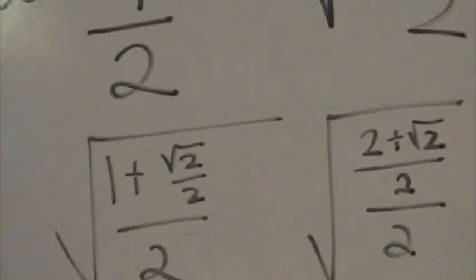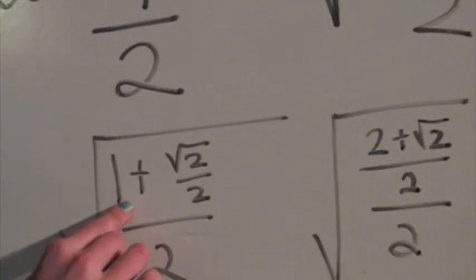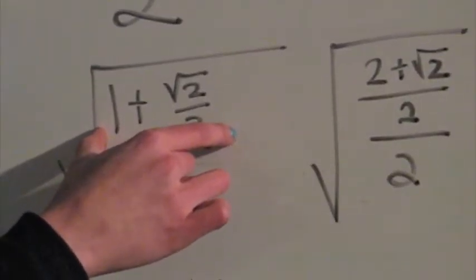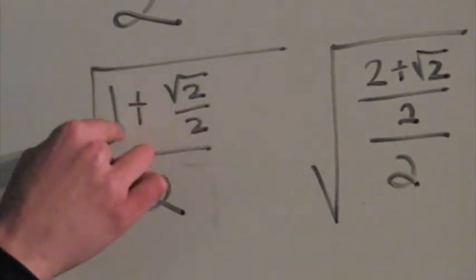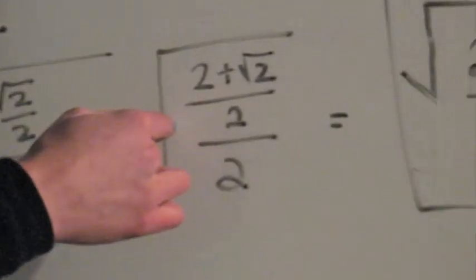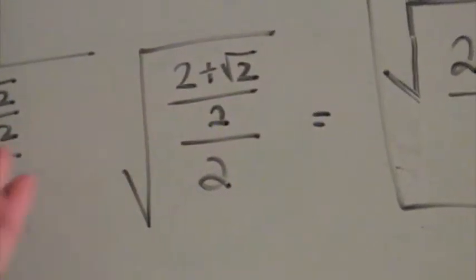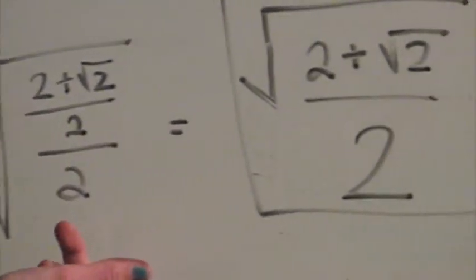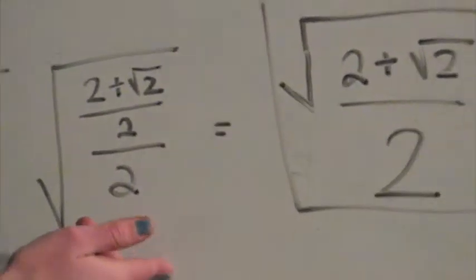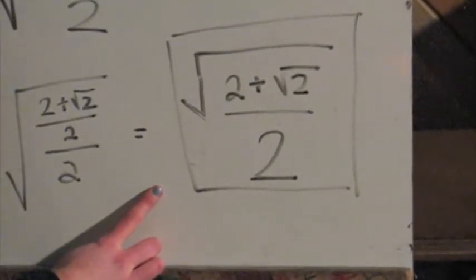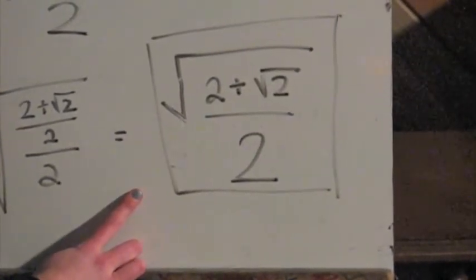The first thing you would do is get a common denominator on the top so that you could add these two together, which would be 2 over 2 plus root 2 over 2, which is 2 plus root 2 over 2. And then you would put that all over 2. And then you would copy, change, and flip that. And then you would end up with the square root of 2 plus root 2 all over 4.